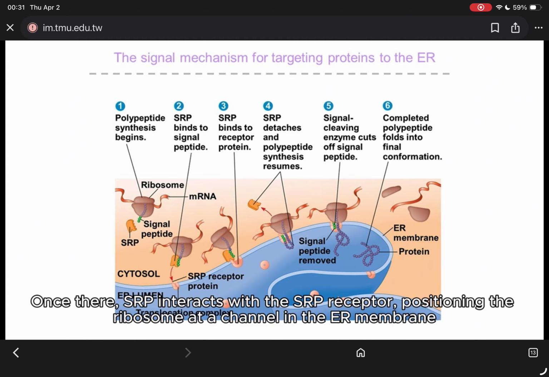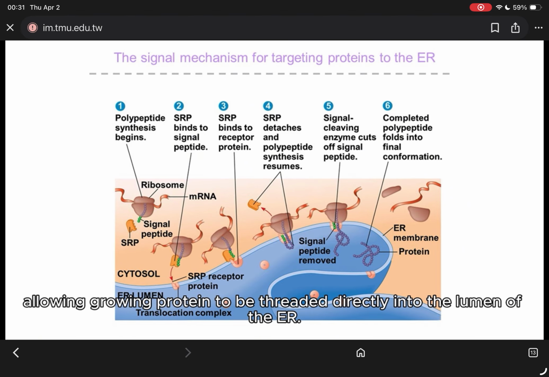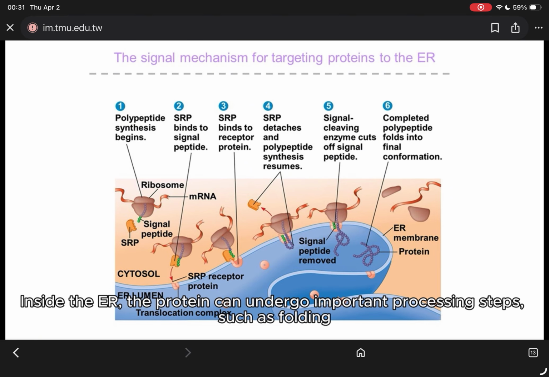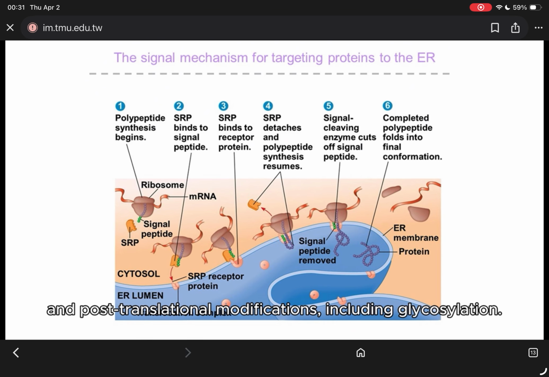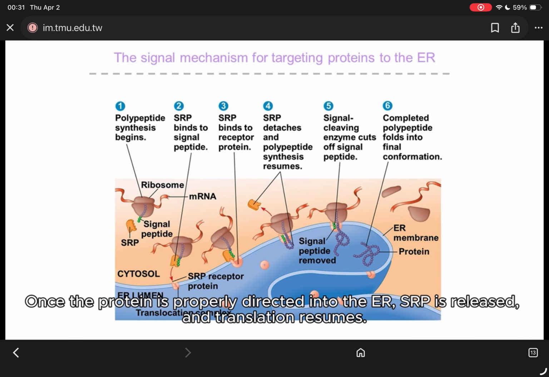Once there, SRP interacts with the SRP receptor, positioning the ribosome at a channel in the ER membrane called the translocon. The translocon acts like a gateway, allowing the growing protein to be threaded directly into the lumen of the ER. Inside the ER, the protein can undergo important processing steps such as folding and post-translational modifications, including glycosylation. Once the protein is properly directed into the ER, SRP is released and translation resumes.